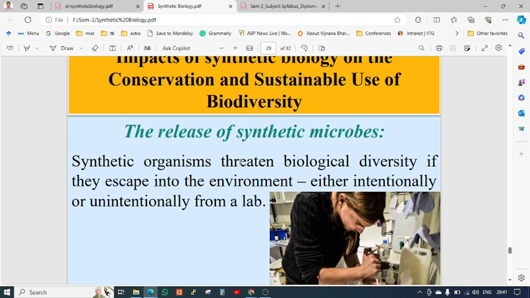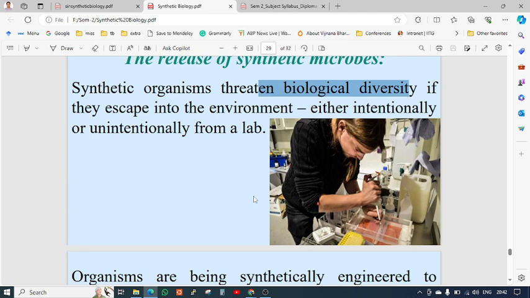Synthetic organisms threaten biological diversity. Natural things are going to be modified, so we are going to disturb the natural chain or natural process. So the natural process is going to be threatened, and natural species are going to go extinct. So biodiversity loss for the environment is the main consequence of this synthetic biology.